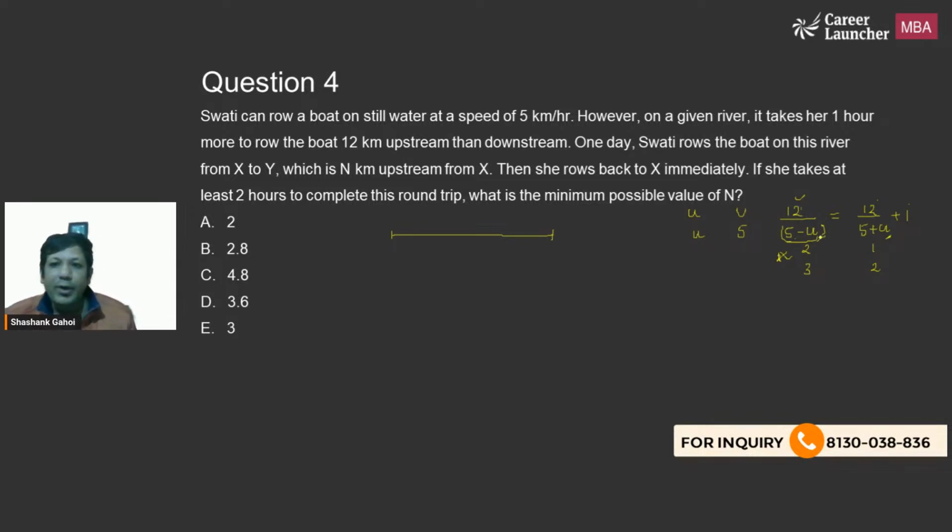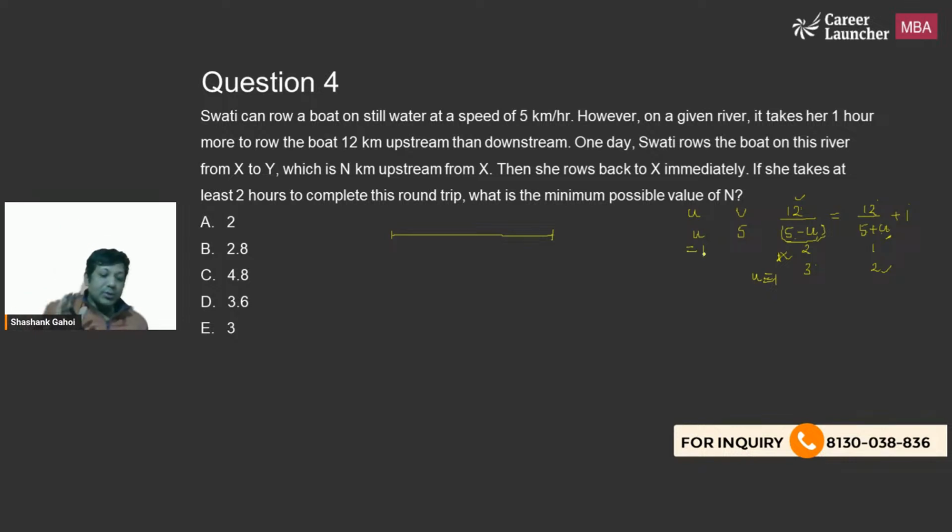If 12 upon 5 minus u is 3, then 5 minus u is 4. It means u is equal to 1. So if I put u equal to 1 over here, 12 upon 5 plus 1, that is 6, that is equal to 2. So my equation satisfies. So I can say the value of u is 1.